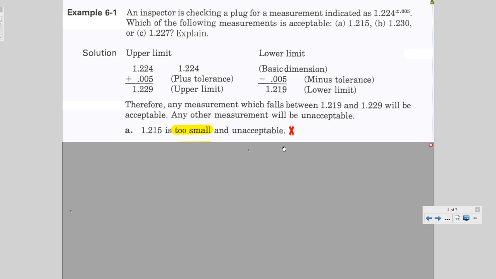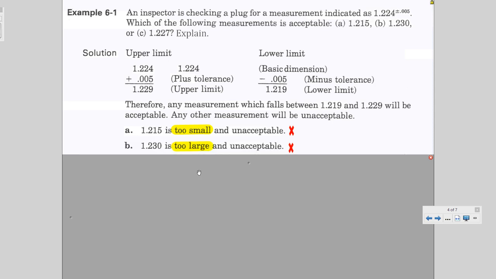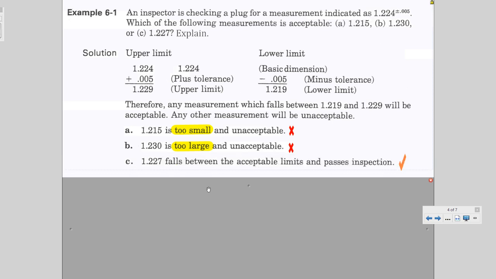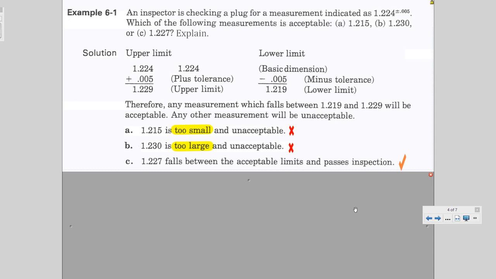Anything else is unacceptable. So the first one, A, was 0.215. It's smaller. So you're going to say it's too small. It's not going to work. B, it's greater than the upper limit. It's not going to work. C is between these two. It's fine. So it goes between these two. That one is going to pass.